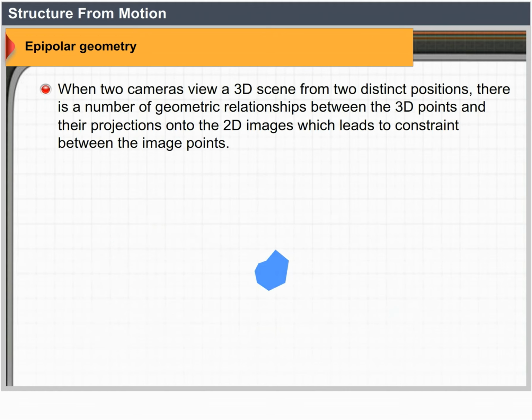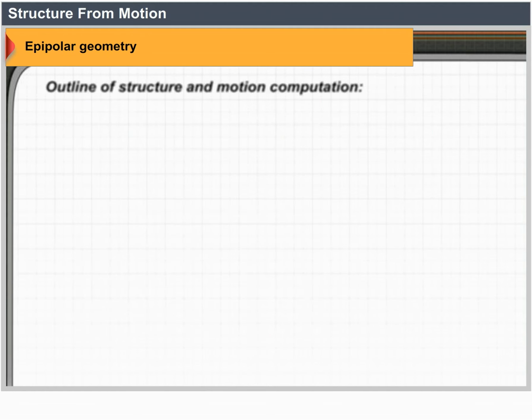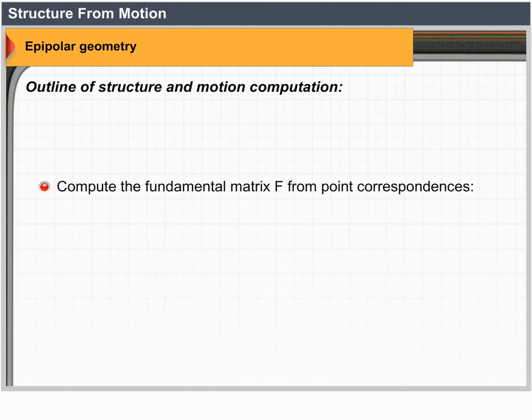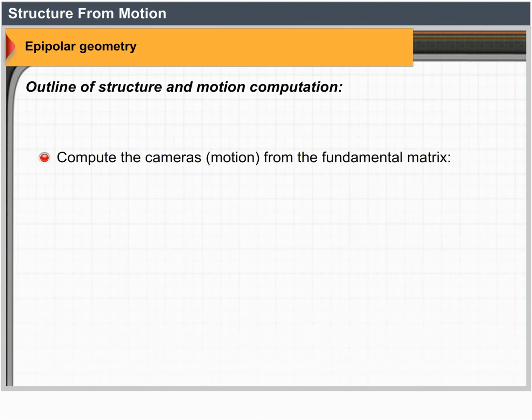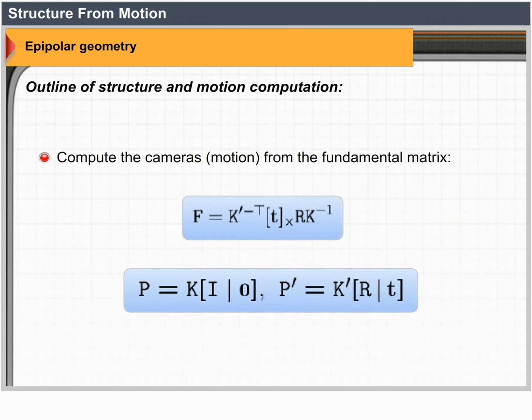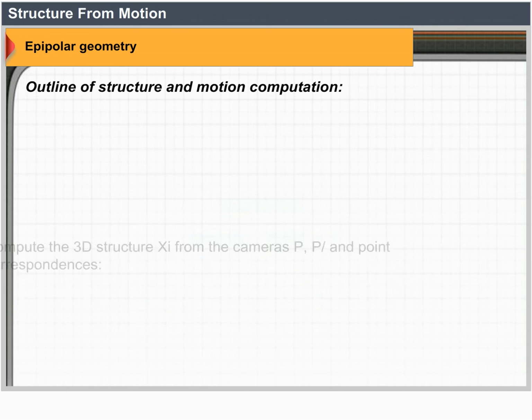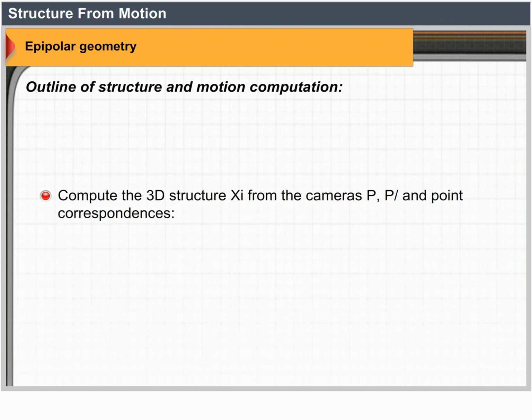Outline of structure and motion computation. Compute the fundamental matrix F from point correspondences, xi tends to xi dash. Compute the camera's motion from the fundamental matrix, equations on screen. Compute the 3D structure Xi from the cameras P, P dash and point correspondences, xi tends to xi dash, triangulation.